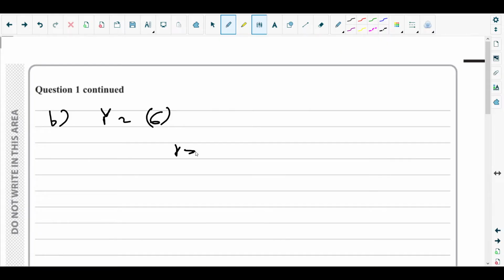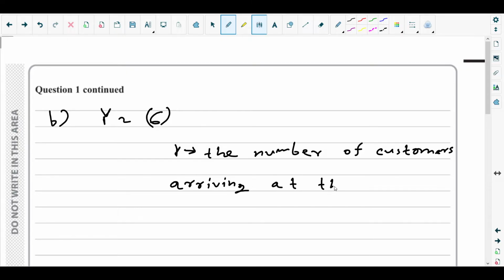Y is basically the number of customers arriving at the garage in how much time? In 30 minutes. This is a different variable, variable Y.